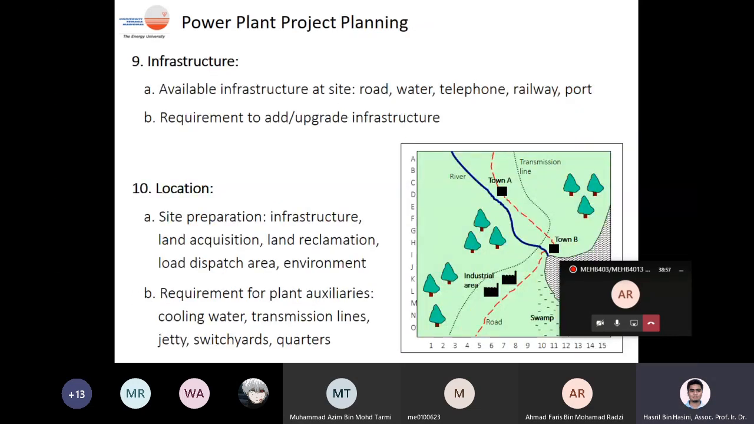I think those are 10 of the important factors that need to be considered in any power plant project planning. We will stop here, and then maybe next week we'll continue with power plant economics in terms of determining the price of electricity for a given fuel or for a given site.